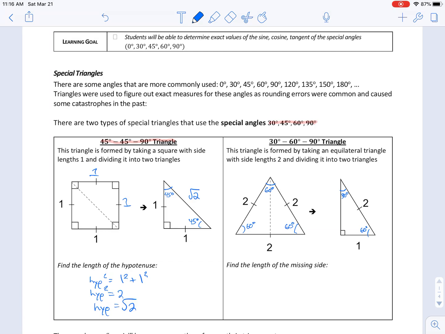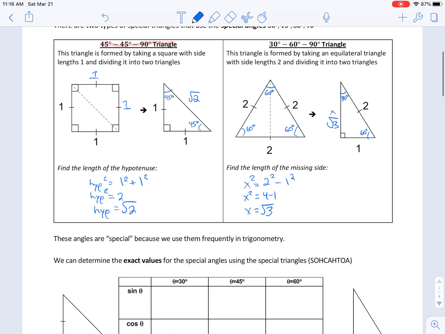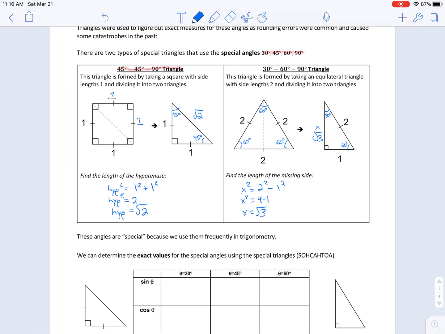If we wanted to find the length of this side, let's just call it x, I would take the hypotenuse squared and subtract the other side squared, just rearranging the Pythagorean theorem. So I end up with root 3. So I have my side lengths here of 1, root 3, 2 for that 30, 60, 90 triangle, and the other one is 1, 1, root 2. And we're going to try to remember those as we go through the unit.